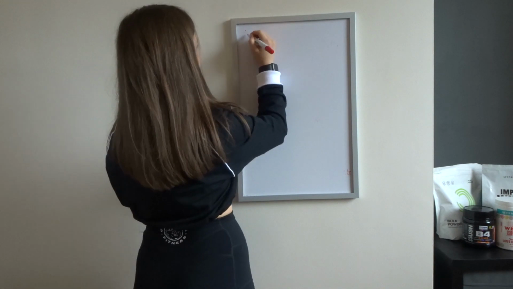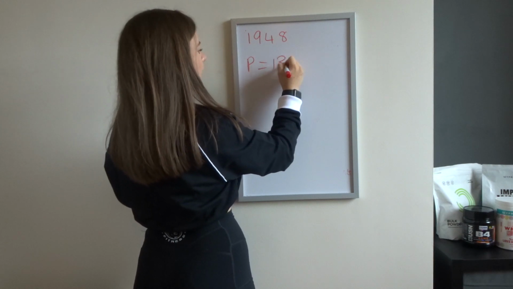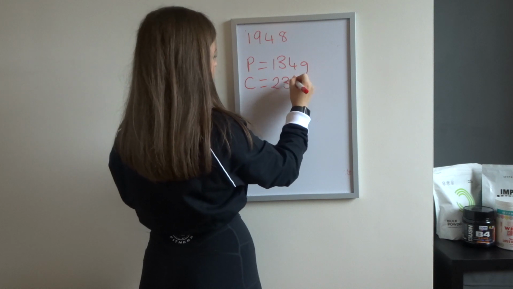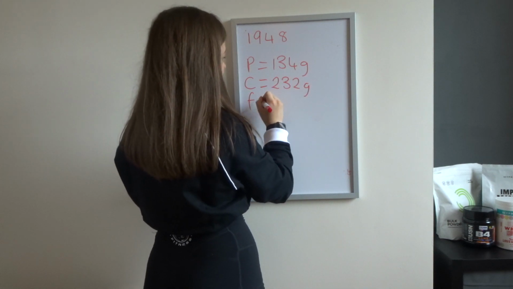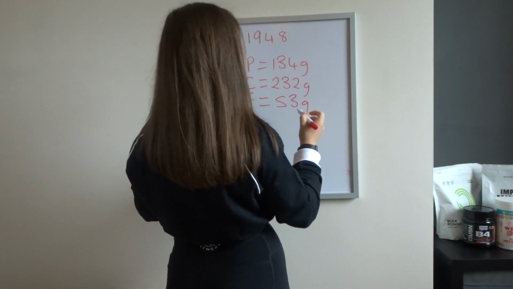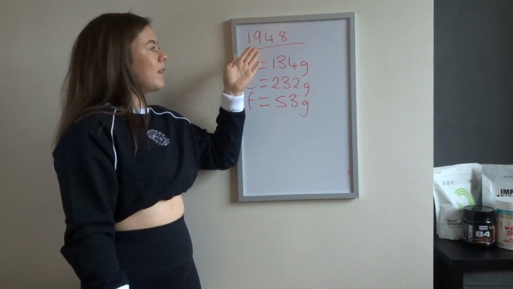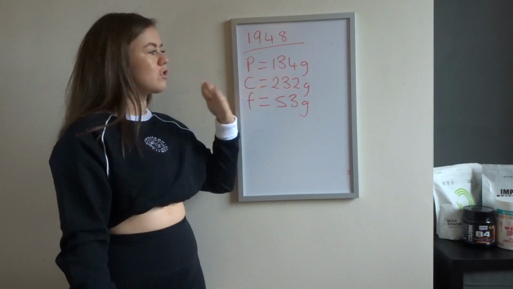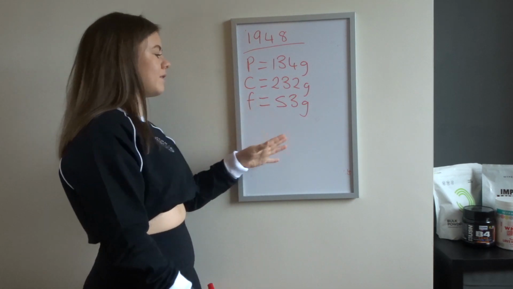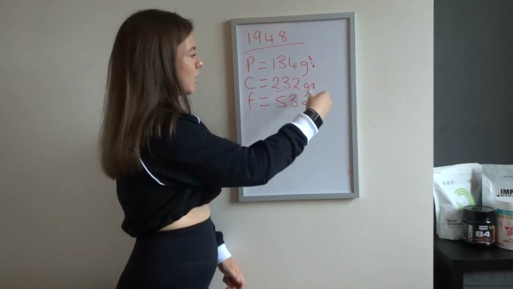Total calories of a calorie deficit of 1,948. Our protein target is 134 grams. Our carb target is 232 grams. And our fat target is 53 grams. Let's ignore the decimals. So, to be in a calorie deficit, I know that I need to eat 1,948 calories, 134 grams of protein roughly, 232 grams of carbs, and 53 grams of fat. A little tip, obviously this is how the calculation has worked out.